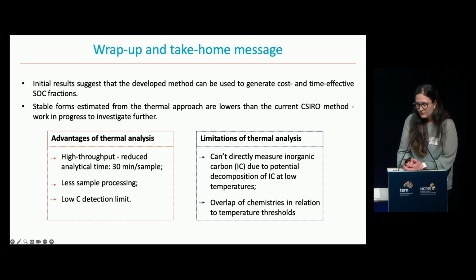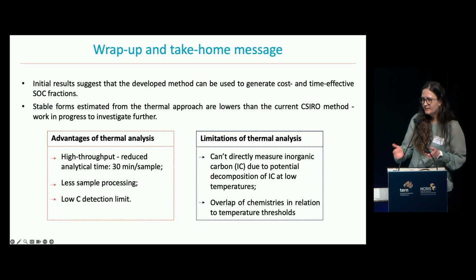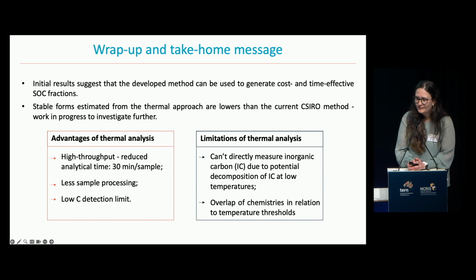And some of the limitations that we have identified during the testing: it can't really directly measure the inorganic carbon. We really hoped for it. It should have been decomposed at 900 degrees. Sometimes we have some more unstable forms of carbonates in the soil, and they are combusted at lower temperatures, so it creates a bit of confusion with the ROC. And sometimes there is an overlap of chemistry in relation to the temperature thresholds, because it's a stepped method, and so it can influence a little bit.